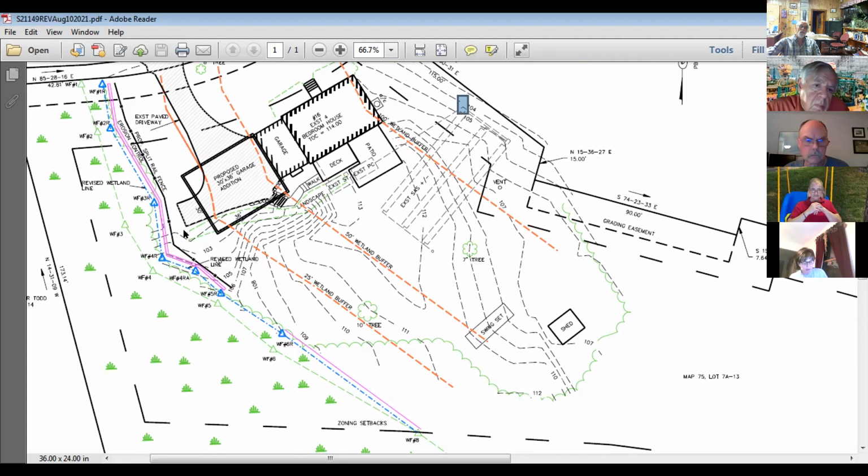I'm sure they'd be agreeable to that. Okay. And that gets us a little bit more softening of that side and gains a little bit on that side to make up for the encroachment into the 25. Okay.